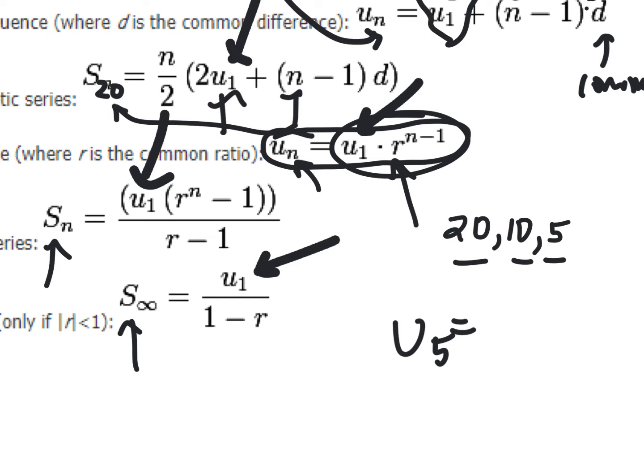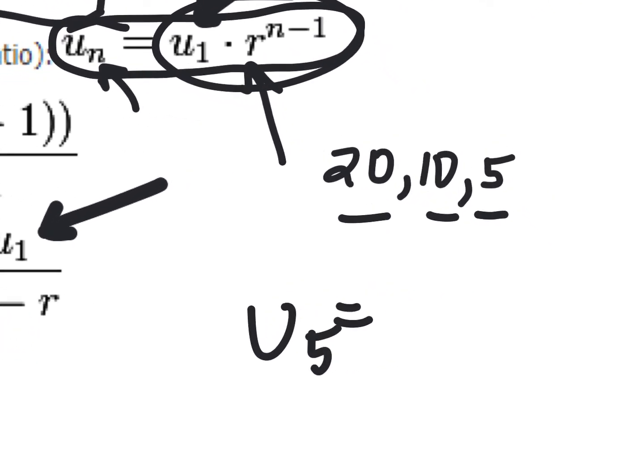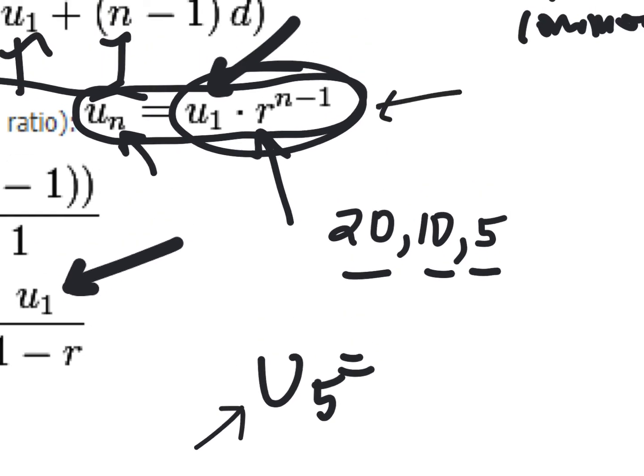All right, everybody, you guys should try this one right now. So I'm saying we're starting with 20, and it goes down to 10, it goes down to 5, and I want the fifth term. Use this formula right here. Let's pause the video for a second, give it a shot.